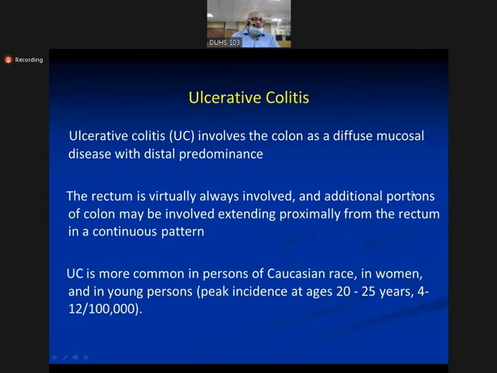Now coming to ulcerative colitis. So ulcerative colitis is a diffuse mucosal disease with distal predominance. You may recall from case 1 and case 2, the inflammation was confined to the colon, and the inflammation was a diffuse inflammation, not a patchy one, like the case 3, in which we saw patchy involvement in Crohn's disease. So ulcerative colitis is a diffuse, continuous inflammatory process. Take care. The rest of the slide I already explained to you.